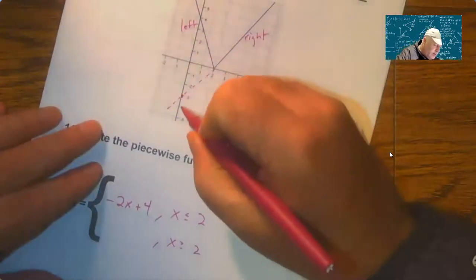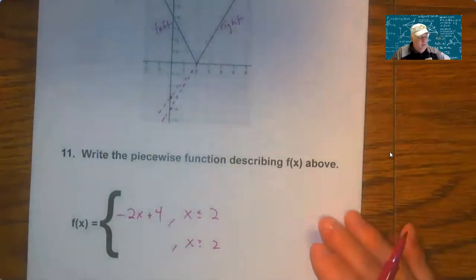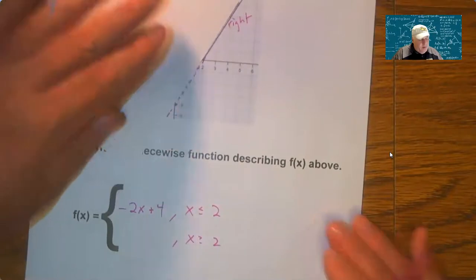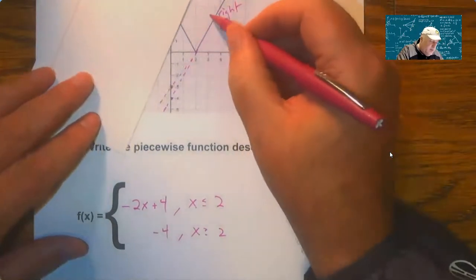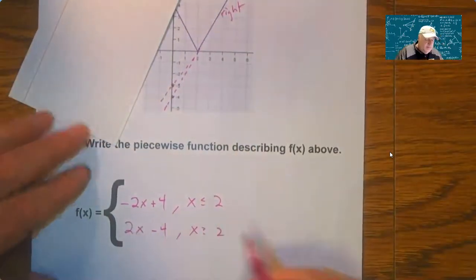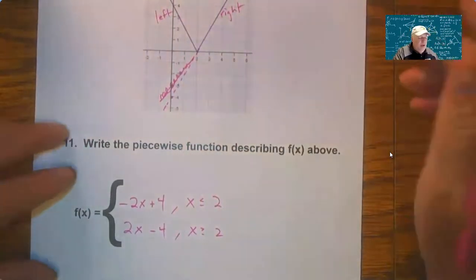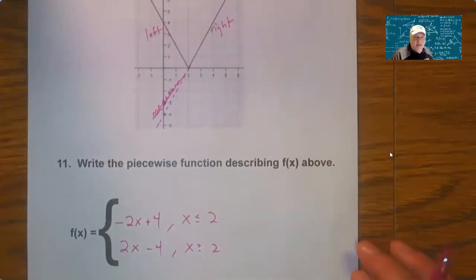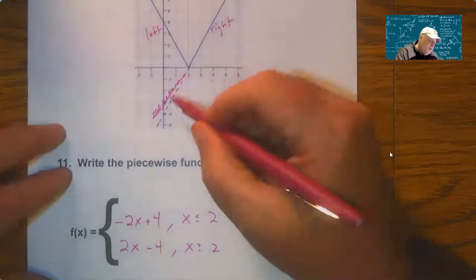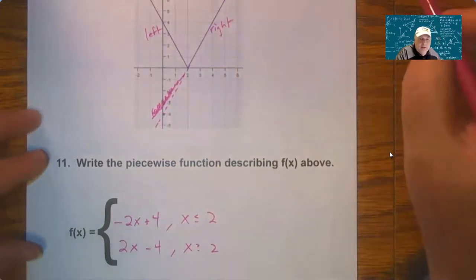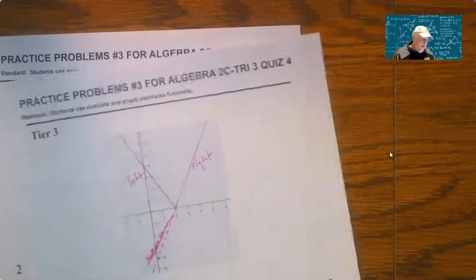And then here our y-intercept is negative 3. Wait a minute, I think our y-intercept, I messed that up. If you take a straight edge, sorry about that, negative 4 should be the y-intercept. And the slope of this line is up 2 over 1, so 2x minus 4. So make sure you get that y-intercept right. Take a nice little straight edge and extend it and get it right. Okay, so those are the solutions for the third practice quiz for quiz 4 in the third trimester of Algebra 2.